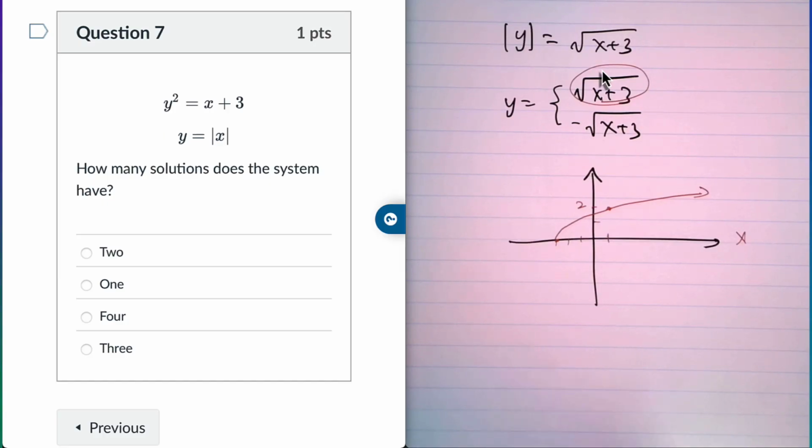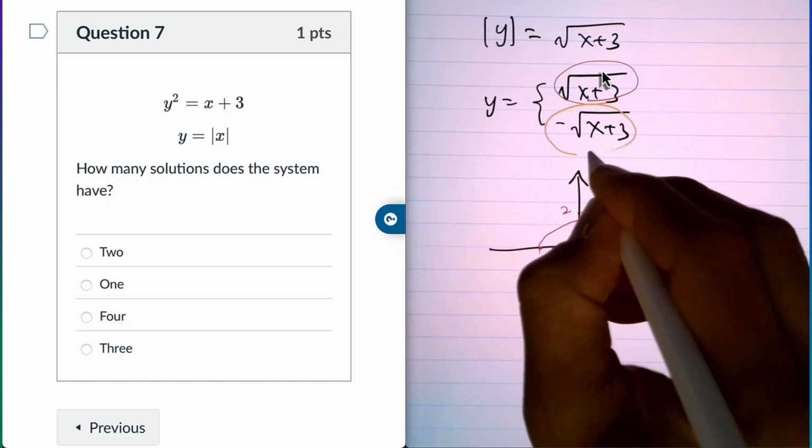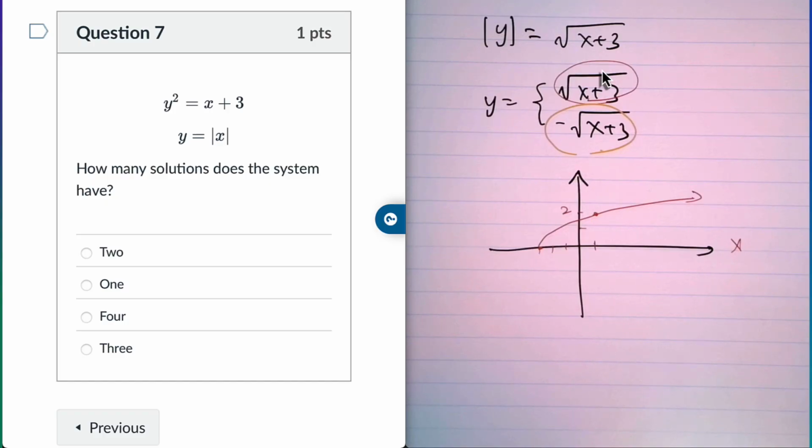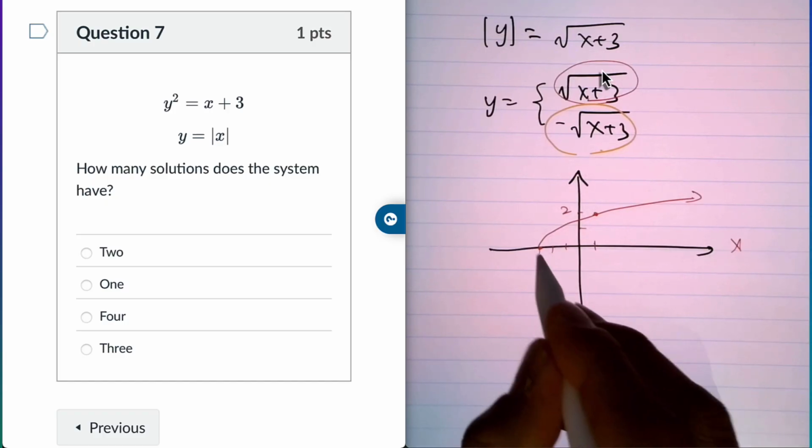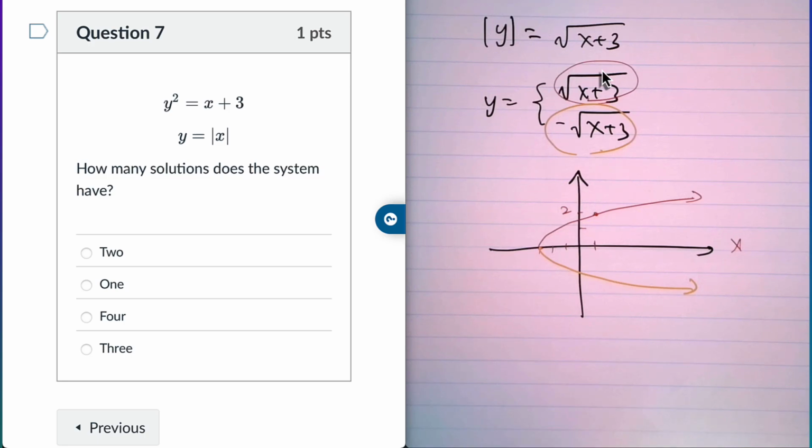All right, so when you find the next one, which I'm going to make yellow, that has the same magnitude, but just the opposite sign. So you want to just put it downward. Okay, so here we have an upside down, or like sideways, parabola.